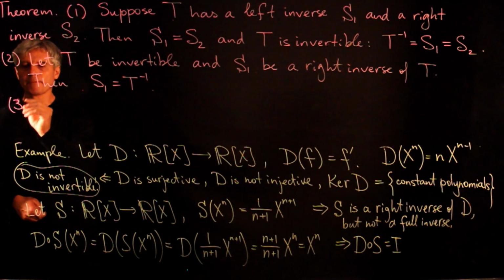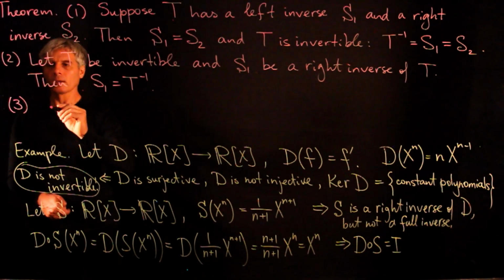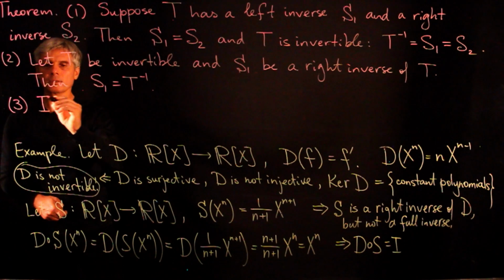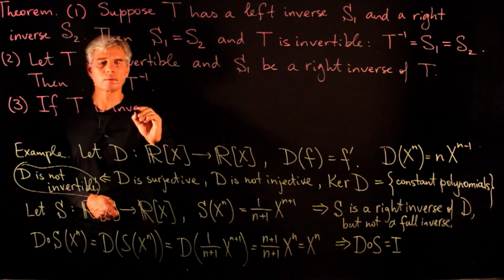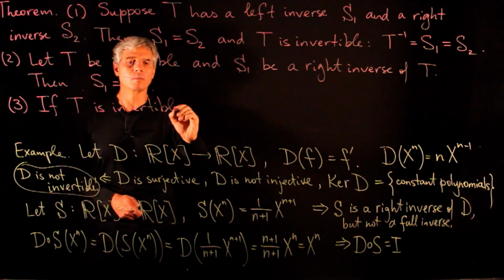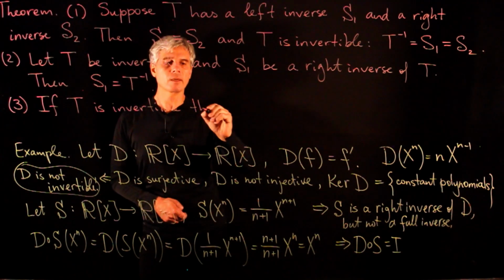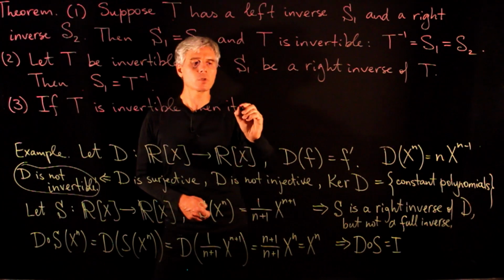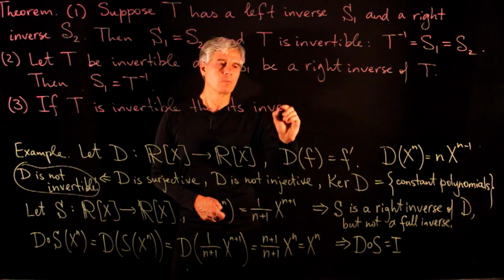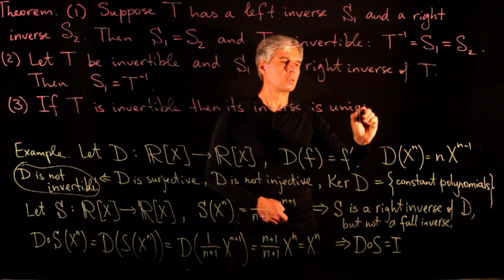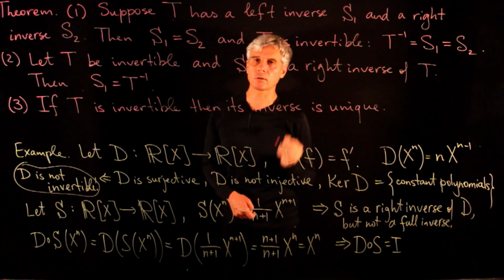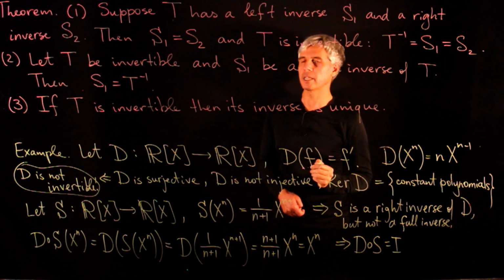And 3, if T is invertible, then its inverse is unique. So this means that the transformation may have only one inverse.